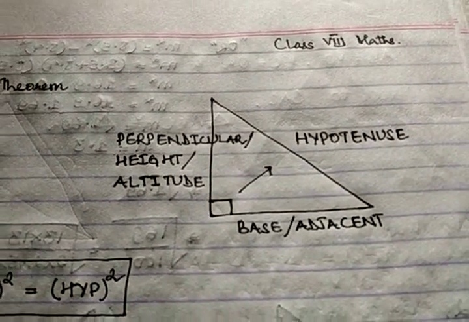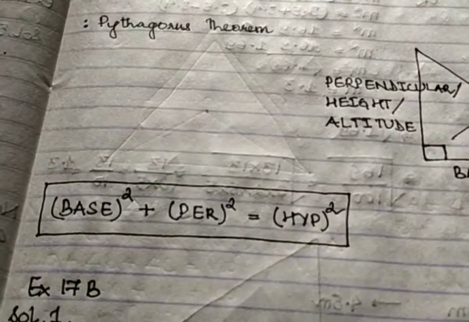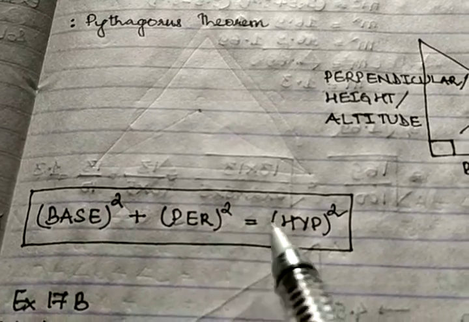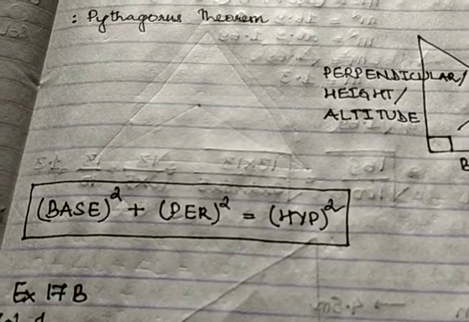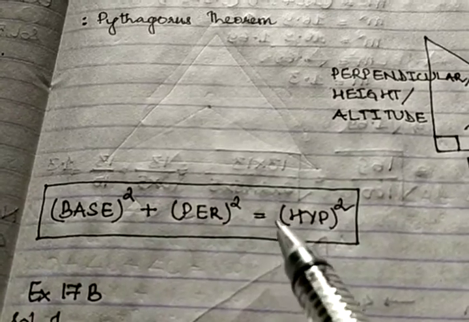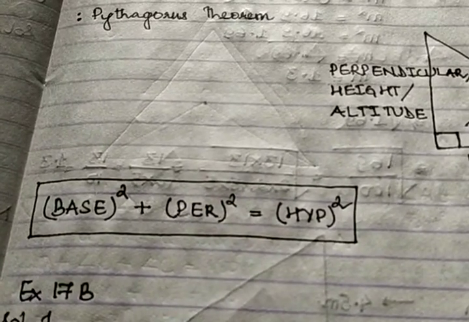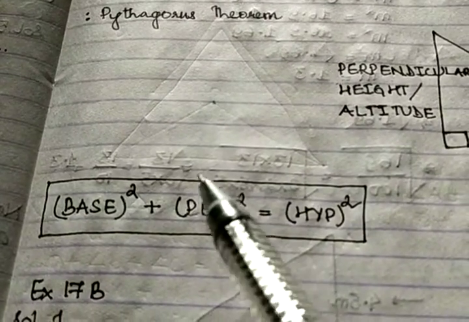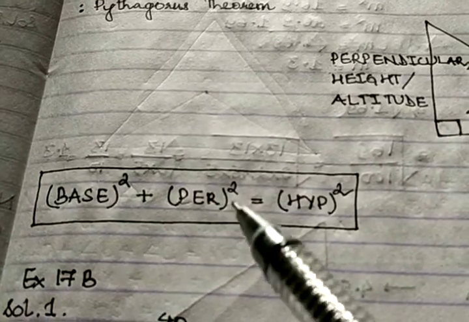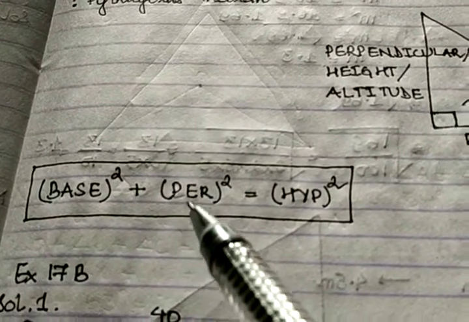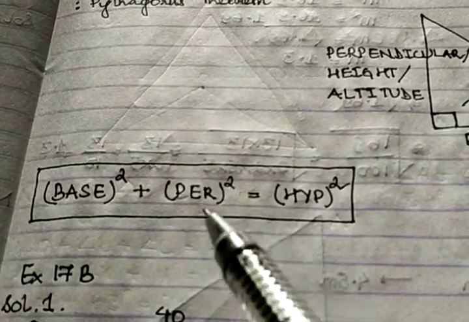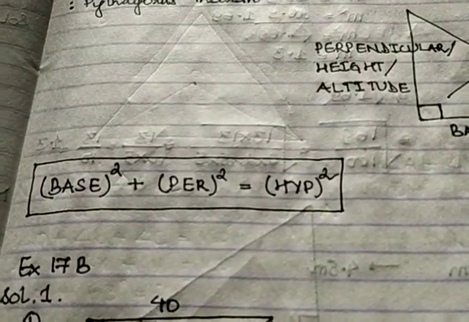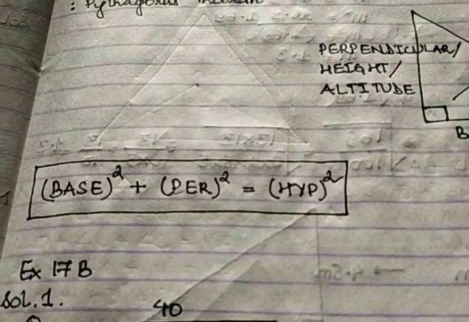Pythagoras gave us a formula that states base square plus perpendicular square equals hypotenuse square. Simple. Base square plus perpendicular square equals hypotenuse square. So he derived this formula, and this formula was given after his name, and that is known as Pythagoras theorem. The statement is simple: base square plus perpendicular square equals hypotenuse square.